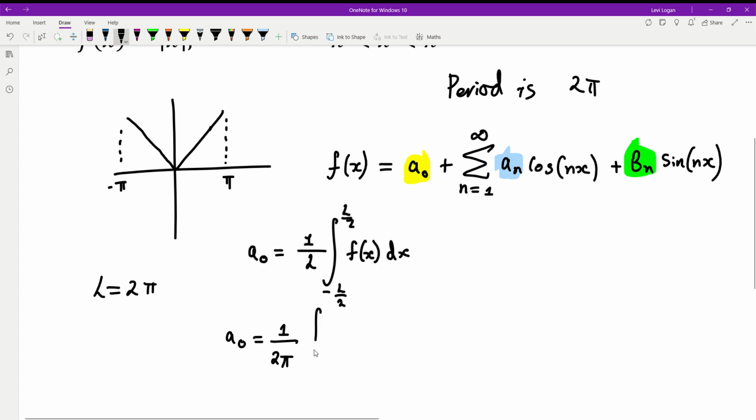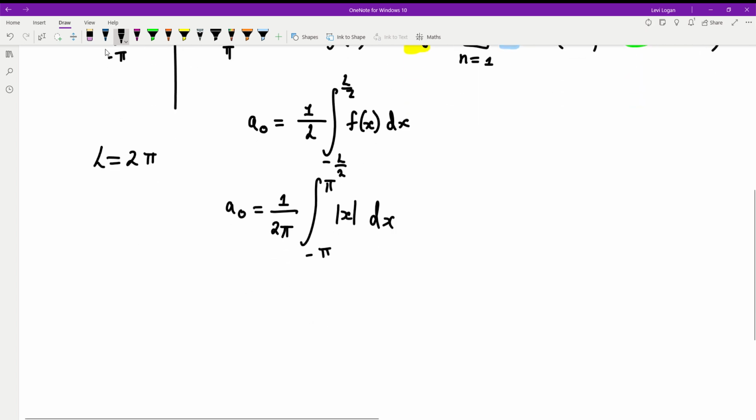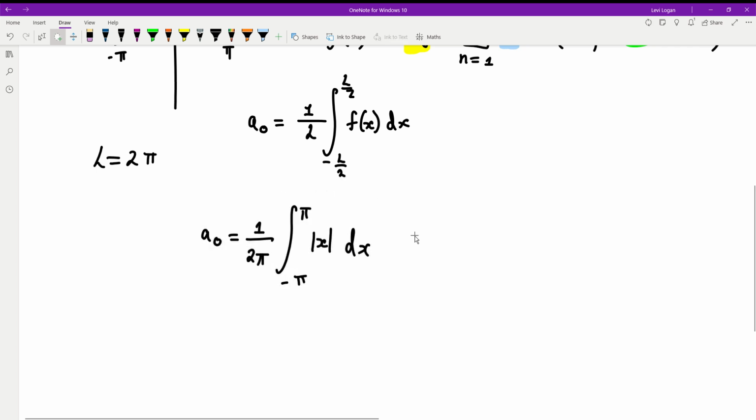So we get the integral from negative pi to pi of f of x, which is the absolute value of x, okay? Now the absolute value of x, when you think about it, is an even function. So since it's an even function, it can be reflected on both sides.